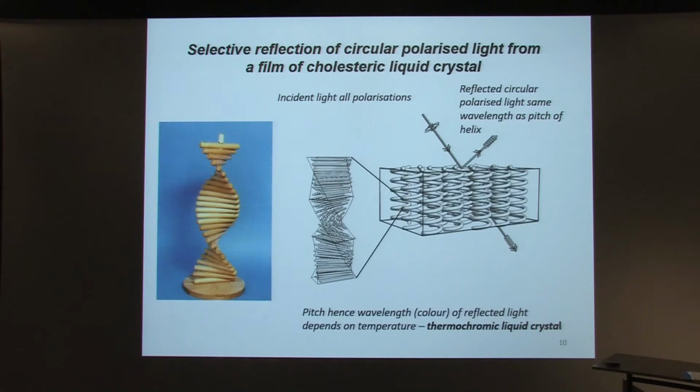Now, the interesting thing is that you can change the pitch of these films by changing their temperature, or you can apply fields, you can apply pressure, do all sorts of things. So you can change the apparent colour of the film by changing these external variables. So this becomes a sensor. In fact, this was the first application of liquid crystals that was found, and the pitch varies with temperature, and hence the colour changes with temperature.